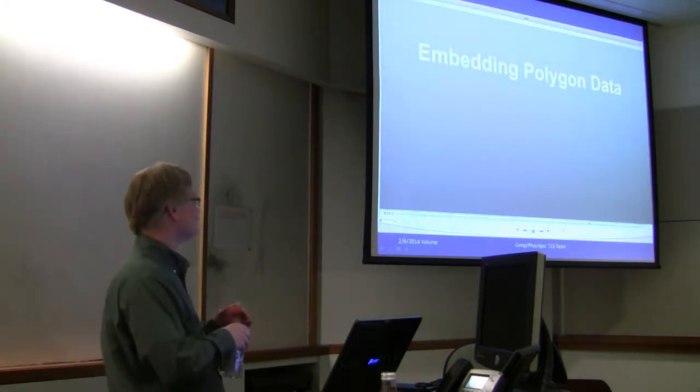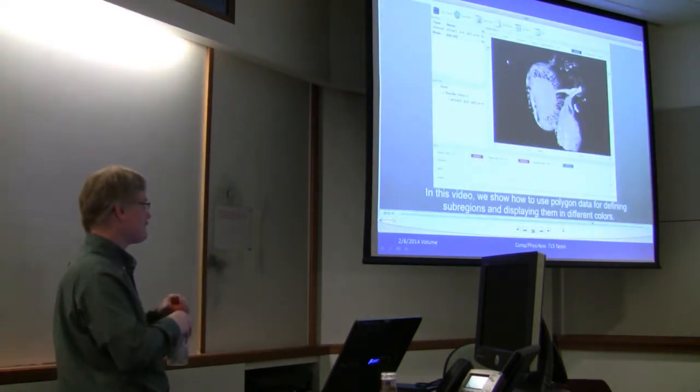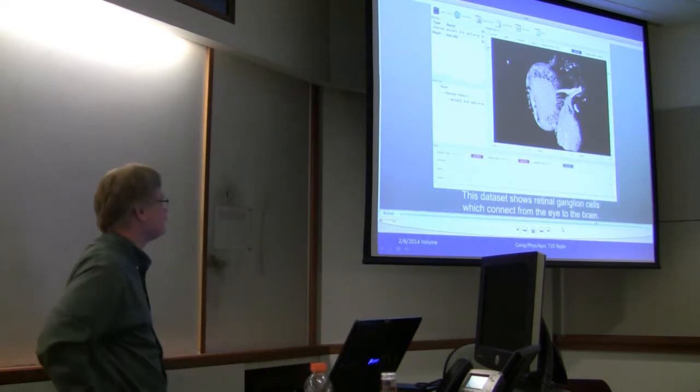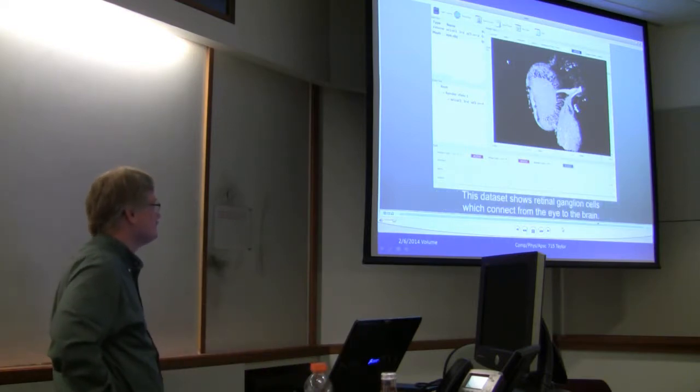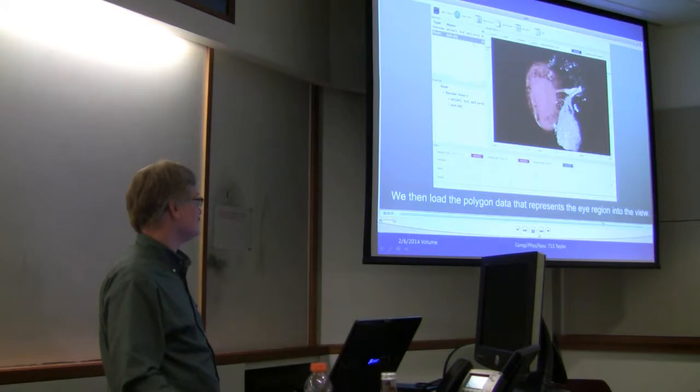Embedding polygon data. In this video, we show how to use polygon data for defining subregions and displaying them in different colors. This data set shows retinal ganglion cells which connect from the eye to the brain. We then load the polygon data that represents the eye region into the view.